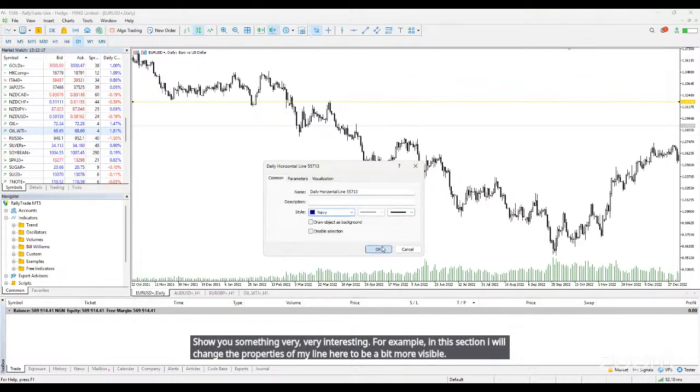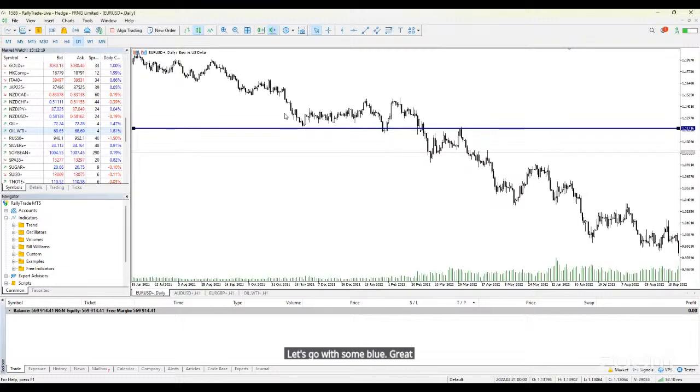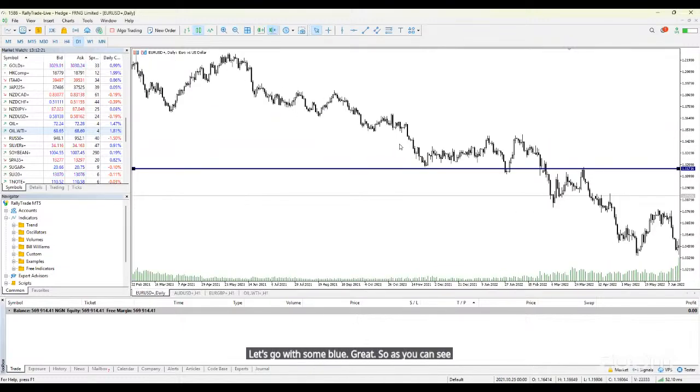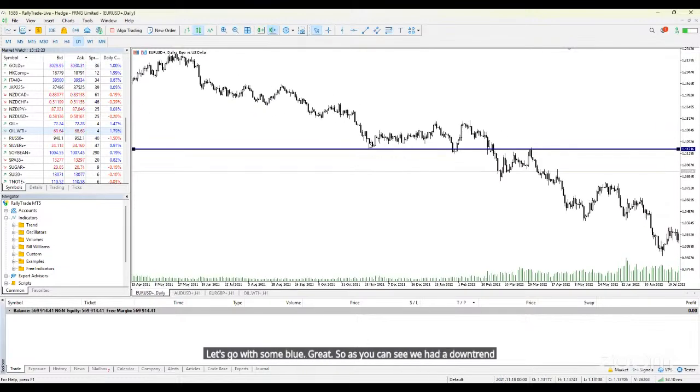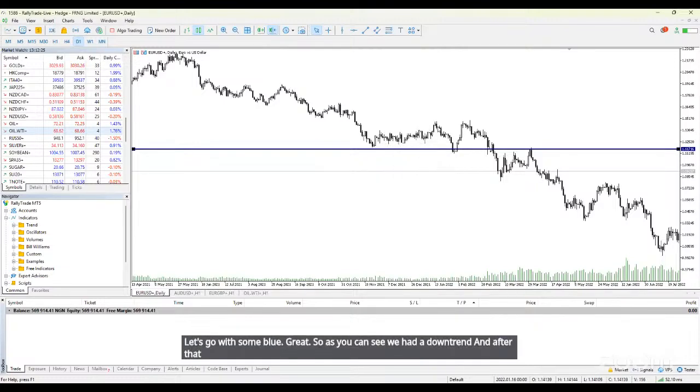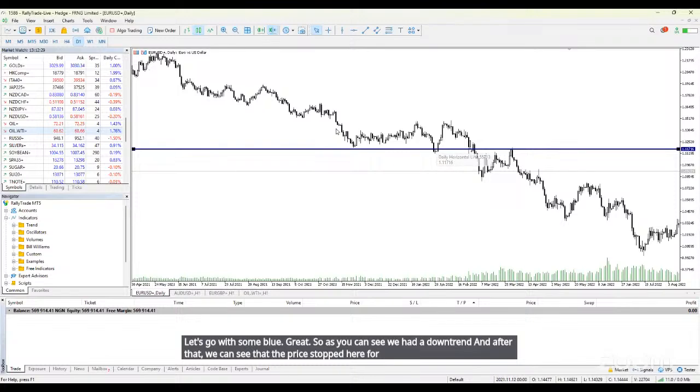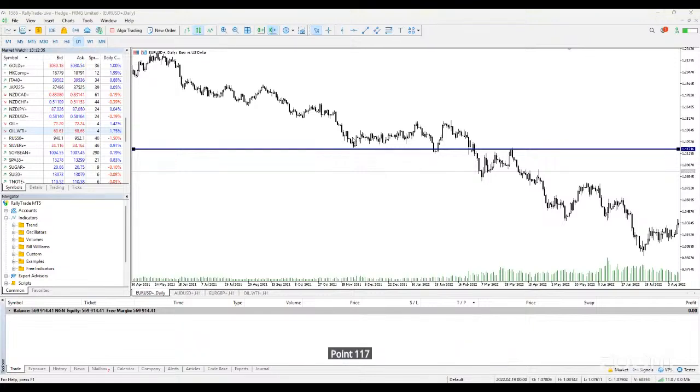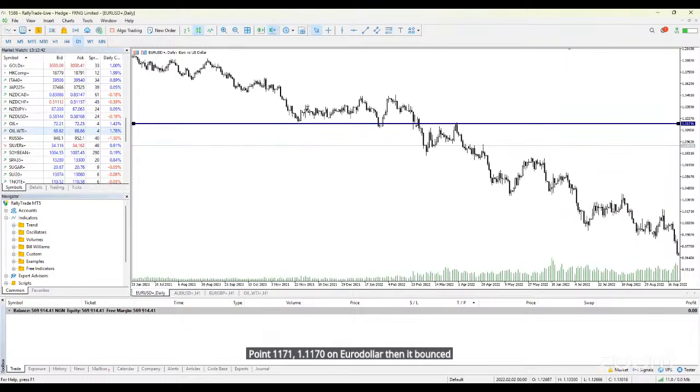Let's go with the blue. Great. So as you can see, we had a downtrend. And after that, we can see that the price stopped here for a couple of tries. So the price stopped at, let me check the price, 1.1171, 1.1170 on euro dollar. Then it bounced back up.